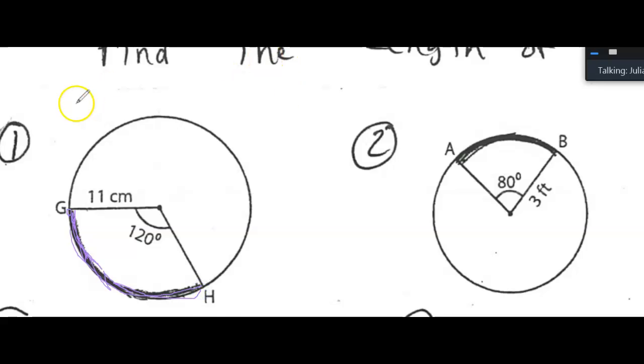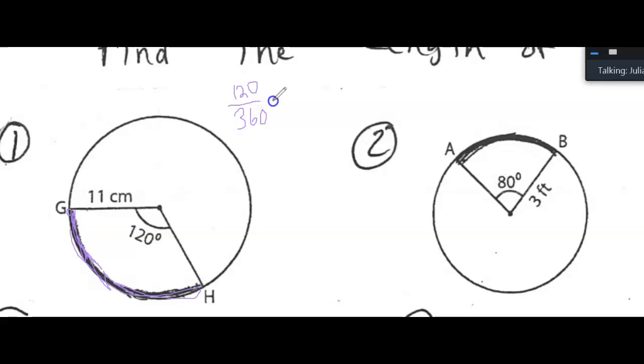So the way I do that is I write my central angle over 360. So I only want 120 degrees. I don't want the whole length around. I only want this piece that falls under the central angle, 120 degrees. So I'm going to write 120 out of, what's the whole measure of a circle? Good, 360. So 120 over 360.